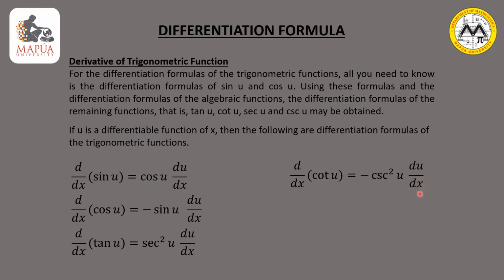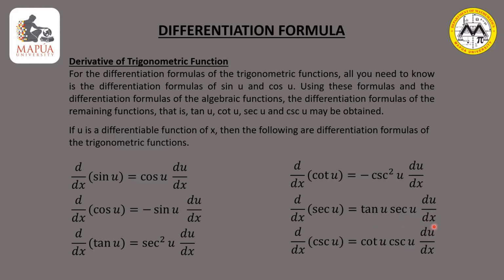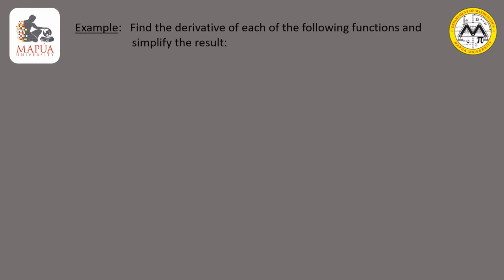u du dx. And for secant of u, its derivative with respect to x is the product tangent u times secant u times du dx. And the derivative of cosecant u with respect to x is equal to negative cotangent u times cosecant u times du dx. Let us now apply these rules and find the derivative of each of the following functions and simplify the result.